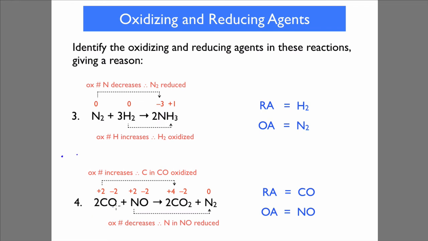Here we have carbon monoxide. The carbon has an oxidation state of +2. It's increasing to +4, so the carbon is being oxidized, therefore this must be the reducing agent. Nitrogen monoxide, we've got +2 going to 0, so the nitrogen has changed from +2 to 0, so it's being reduced. Oxidation number is decreasing, therefore if it's being reduced, this must be the oxidizing agent.